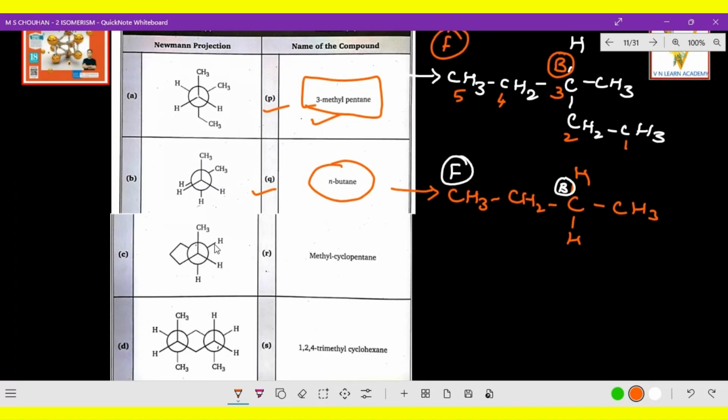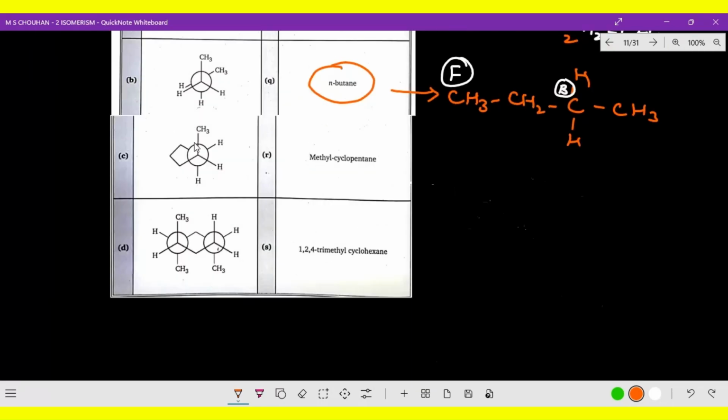This is the front carbon and this is the back carbon. So how do we write this point here? It is a back carbon. The front carbon shows it is a cyclo compound, and we can easily make that out. Cyclo compound means 1, 2, 3, 4, and this is 5. So the back carbon is going to attach. This is cyclopentane, as it shows.